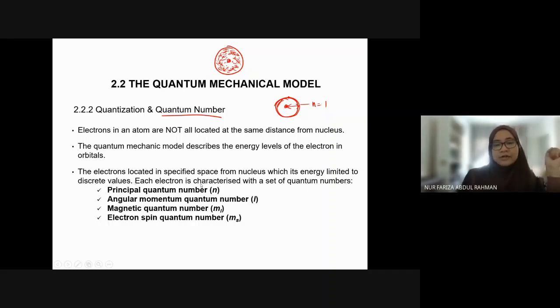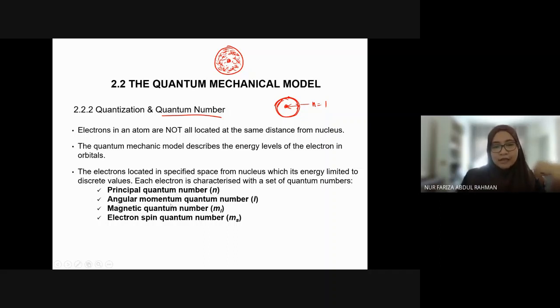Each electron is characterized by a set of quantum numbers. This is like the coordinates of the electron. We need to know these 4 quantum numbers. These 4 quantum numbers are considered one set, so one set of quantum numbers should consist of 4 quantum numbers. First, we have the principal quantum number, which we represent with n.